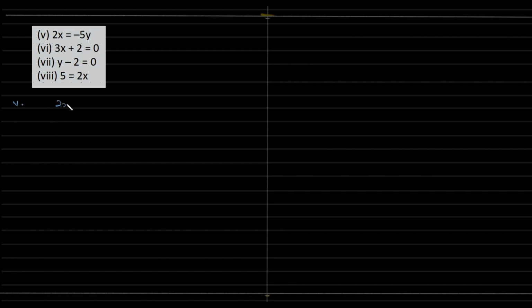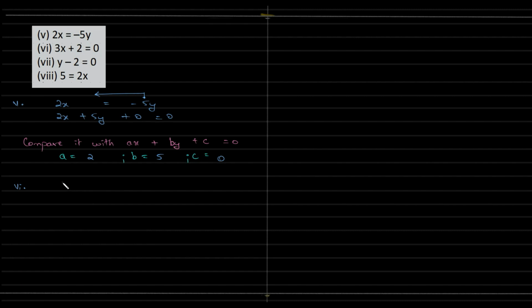So we have 2x is equal to minus 5y. So let's transpose things. So 2x, minus will become plus 5y and c is hidden in the form of plus 0. And now compare it with this, and we have a equal to 2, b equal to plus 5 and c equal to 0. Remember, we're transposing minus 5y to the LHS, it becomes plus 5y.